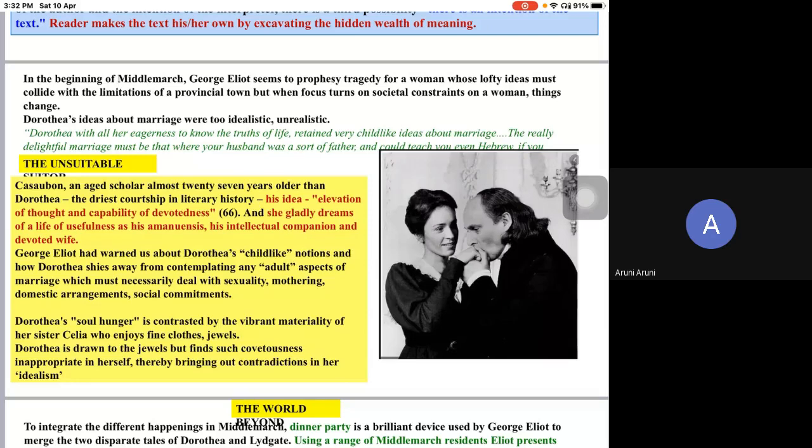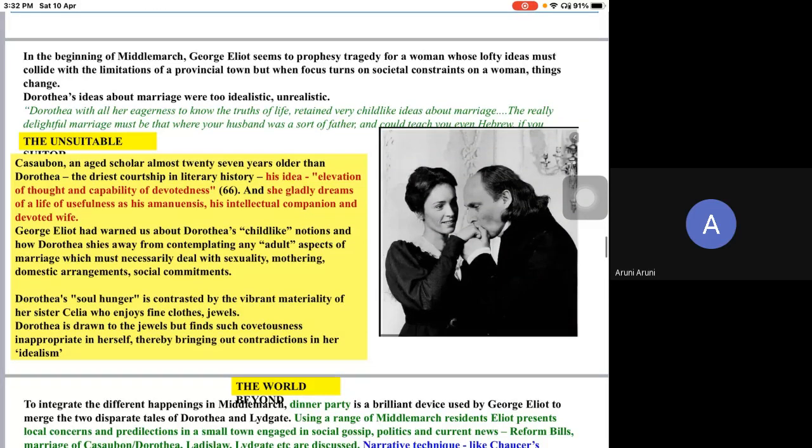Dorothea's soul hunger is contrasted with the vibrant materiality of her sister Celia, who enjoys fine clothes and jewels. So they are two very contrasting figures. Dorothea, not at all materialistic. Celia, just the opposite, very materialistic. Dorothea is drawn to the jewels, but finds such covetousness inappropriate in herself, thereby bringing out contradictions in her idealism. So although she was idealistic and not materialistic, she does have a side of her that enjoys the richness of the jewels, the richness of the fine clothes.